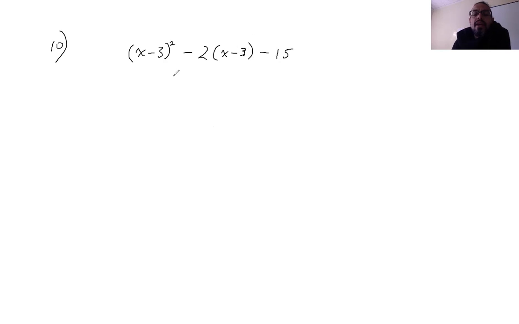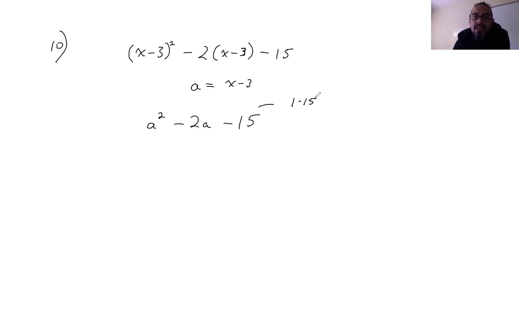It's hard to see, but it becomes revealed if I say, hey, let a equal x minus 3. Wherever there's an x minus 3, I'm going to put an a. So I've got a squared now minus 2a minus 15. It doesn't look so bad now, does it? We can't just forget about this, though. We're going to factor it first, though.